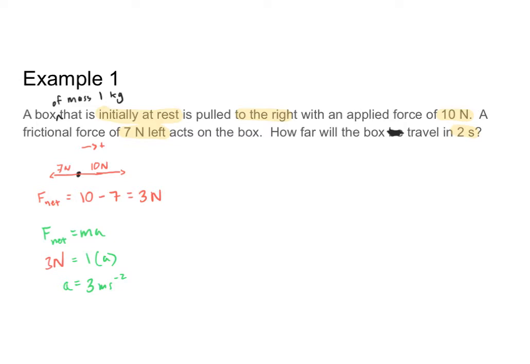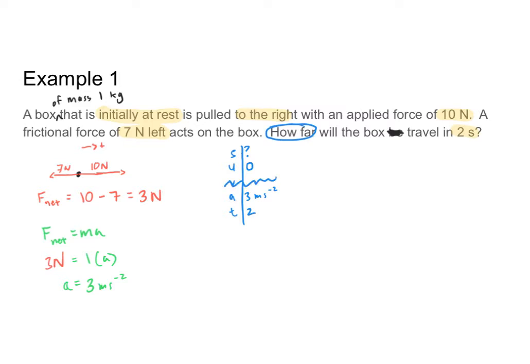Now I am ready to do my Suvat table. I know from this problem that the initial velocity of my box is 0, since it's initially at rest. I have just figured out that my acceleration is 3 meters per second squared. I want to figure out how far it travels in 2 seconds, meaning that my time is 2, and my displacement, how far, is my unknown. So my final velocity is my extraneous variable.